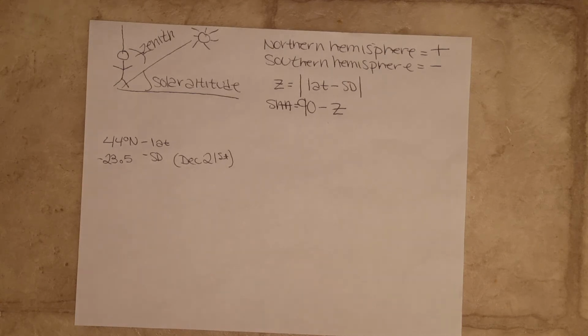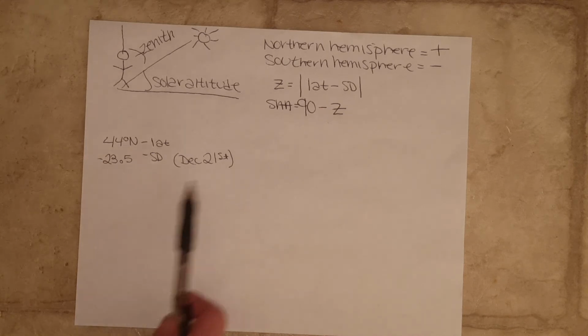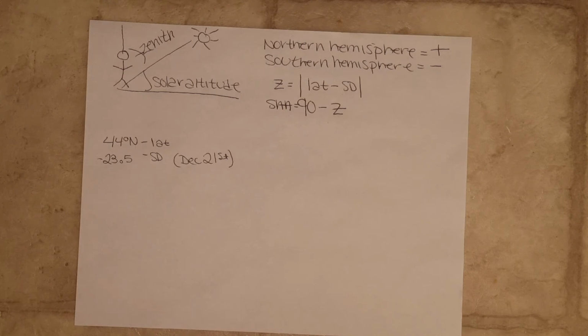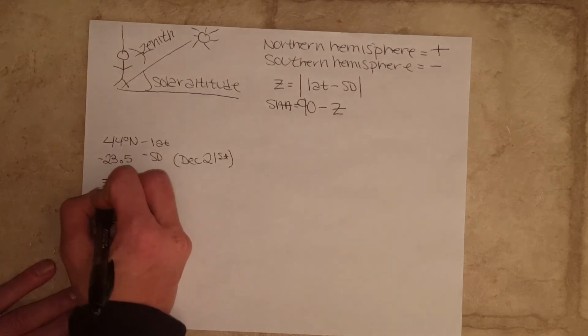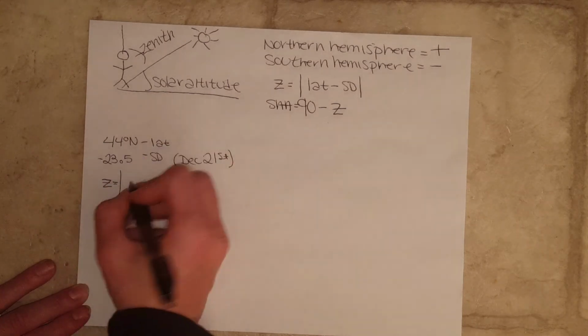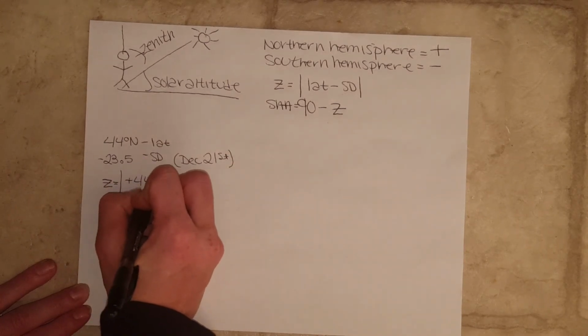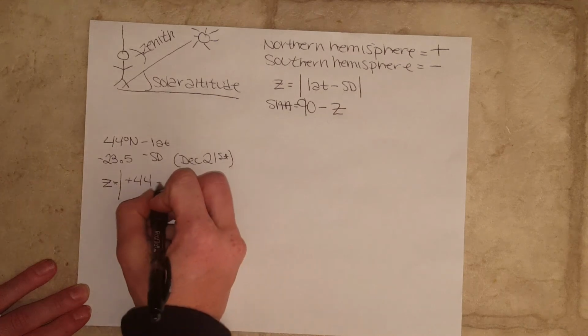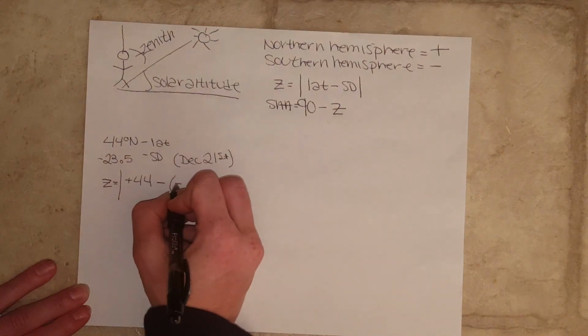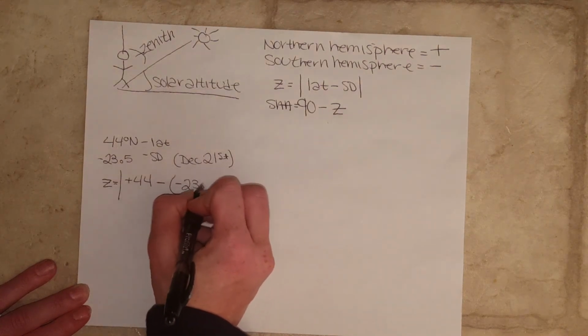So what you'll see in your homework is you're given a location, latitude, and a date. In some cases, you may be able to use what you've memorized here. In other cases, you may have to calculate that solar declination as we did in section 2. So in this case, we have both our solar declination and our latitude, so again, it's just plugging it into the equation. Here we have positive 44, that's our latitude, minus our solar declination, which is negative 23.5 because it's over the southern hemisphere.